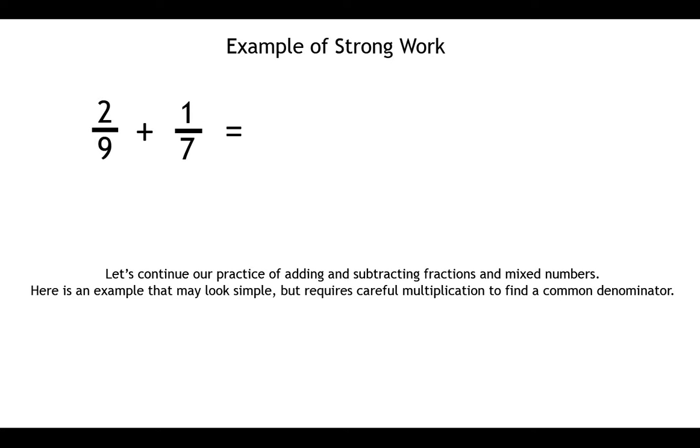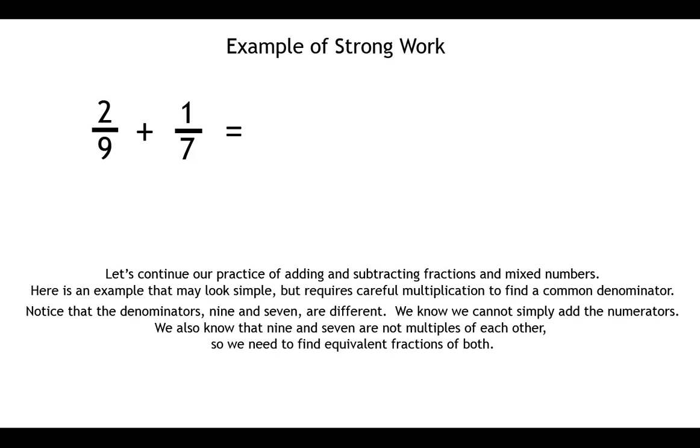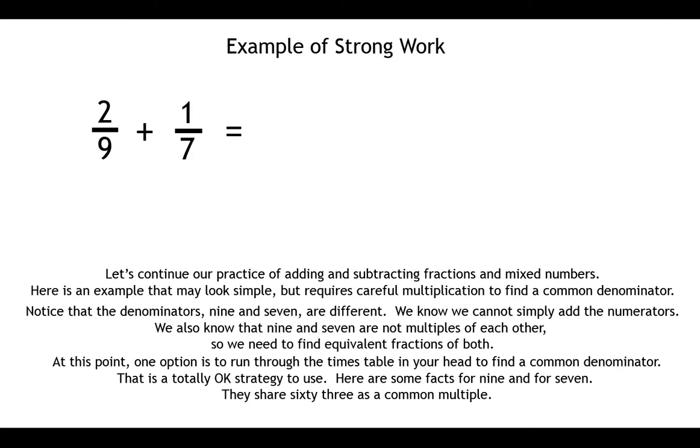Let's continue our practice of adding and subtracting fractions and mixed numbers. Here is an example that may look simple, but requires careful multiplication to find a common denominator. Notice that the denominators 9 and 7 are different. We know we cannot simply add the numerators. We also know that 9 and 7 are not multiples of each other, so we need to find equivalent fractions of both. At this point, one option is to run through the times table in your head to find a common denominator. That is a totally okay strategy to use.